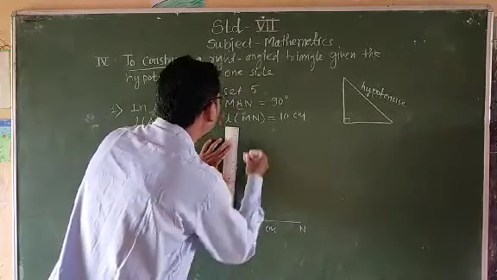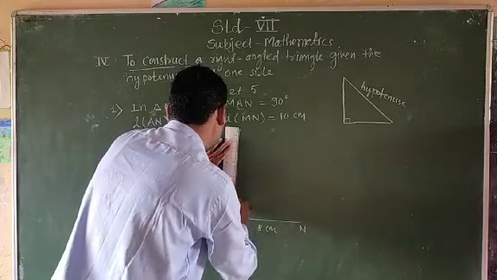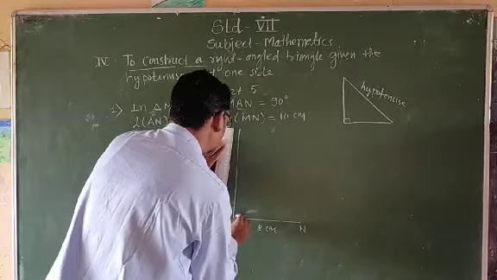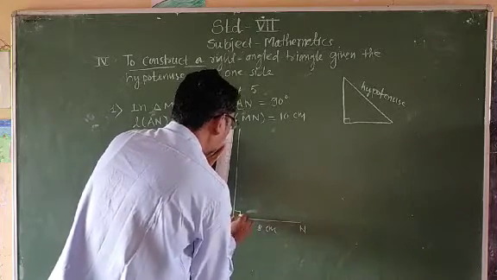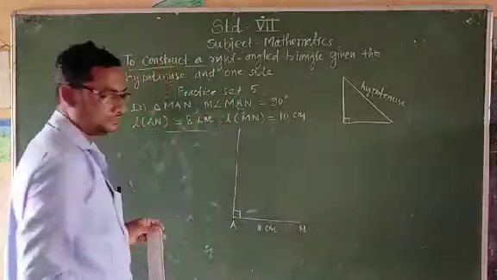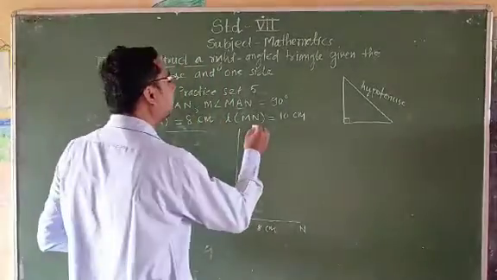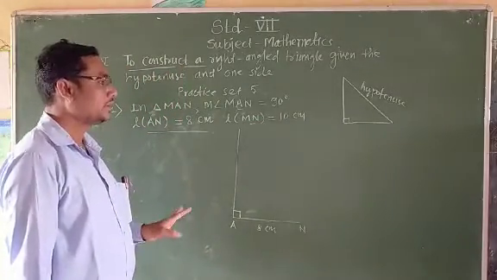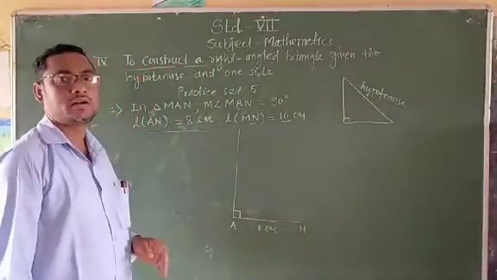So this is 90 degree. Okay, this symbol shows it is a 90 degree. Okay. Then what is the length given? MN is given. MN, that is given how much? 10 centimeter. MN is given 10 centimeter.